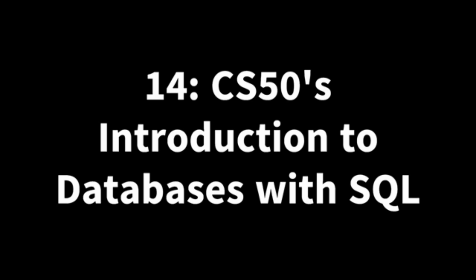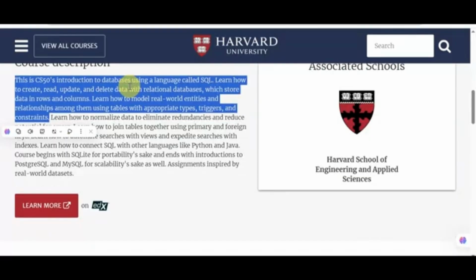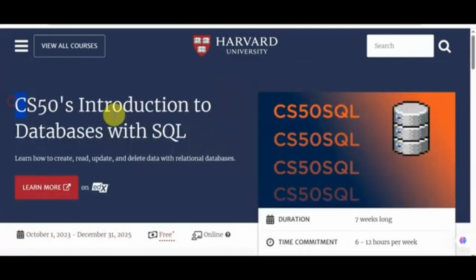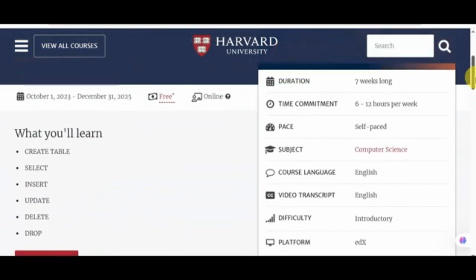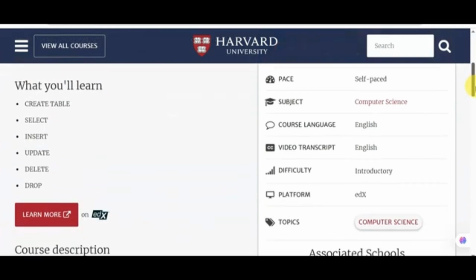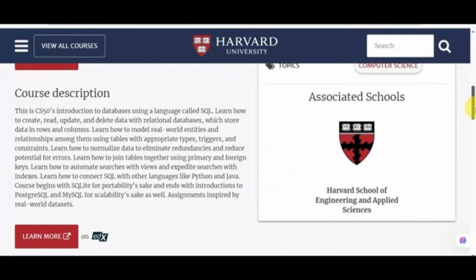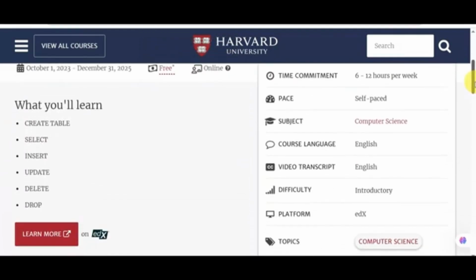14. CS50's Introduction to Databases with SQL. This is CS50's Introduction to Databases using a language called SQL. Learn how to create, read, update, and delete data with relational databases, which store data in rows and columns. Learn how to model real-world entities and relationships among them using tables with appropriate types, triggers, and constraints.